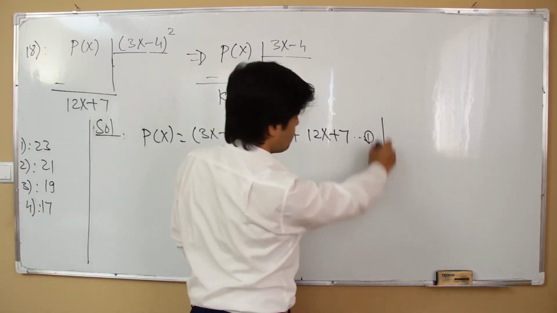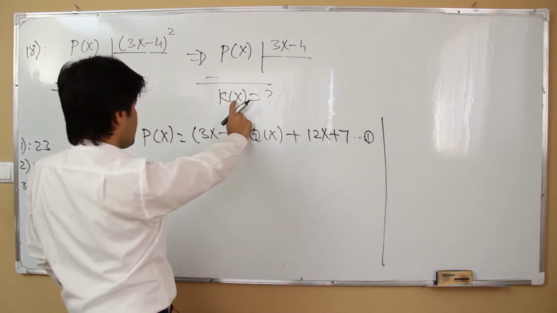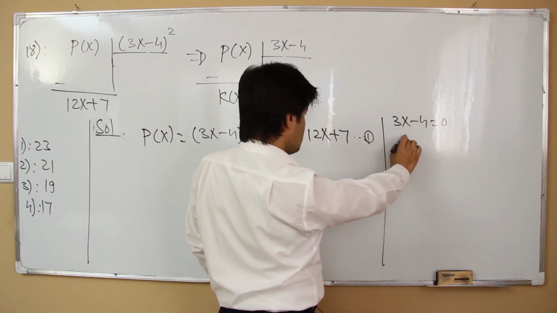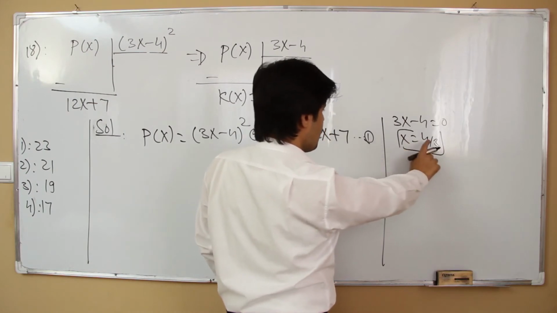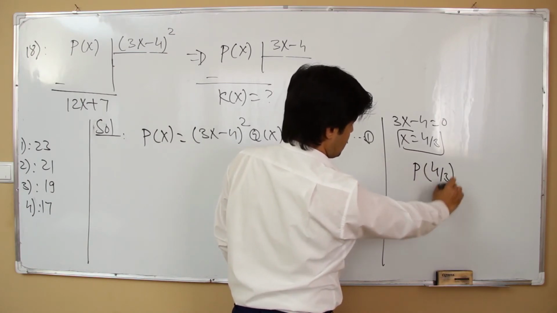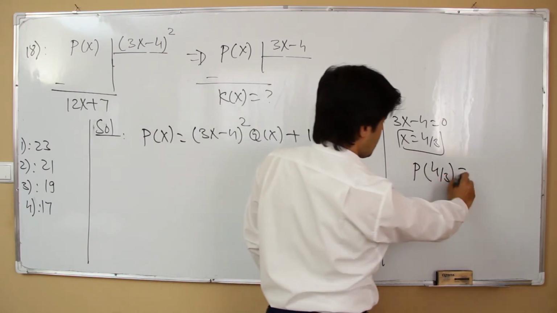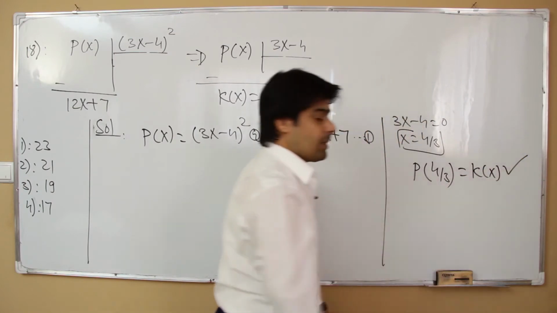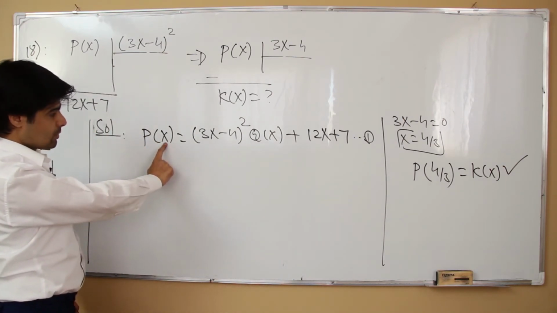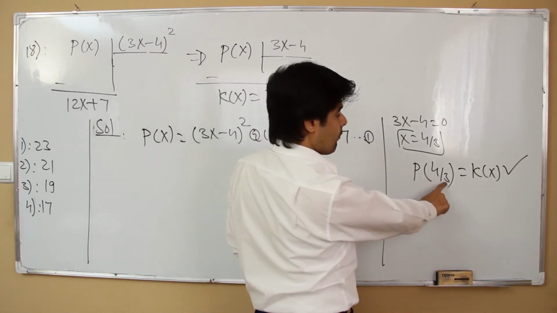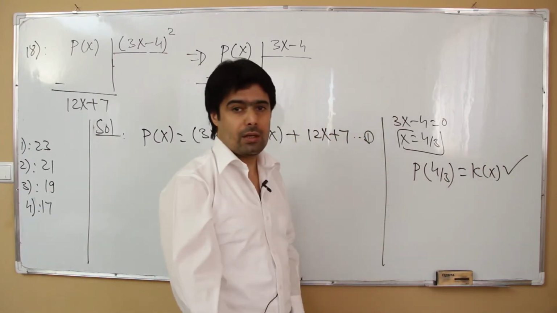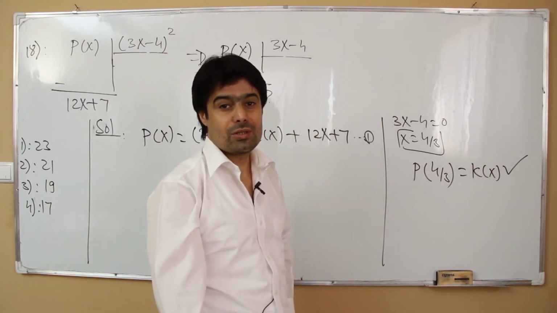Now come here. How can I find the remainder of this one? 3x minus 4 should be equal to 0, then x is 4 divided by 3. Put 4 divided by 3 in the polynomial, p instead of x. So instead of x, if you put 4 divided by 3, whatever the answer is, that is the remainder, which is what we want to find.